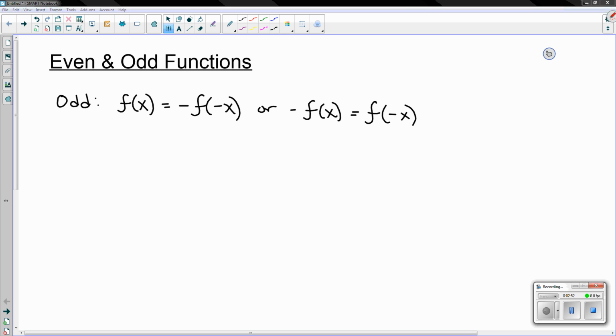Now let's take a look at the odd definition. So I have two definitions here. Really, it's a preference thing, which one you prefer. The first definition, or even both, we'll explain both.